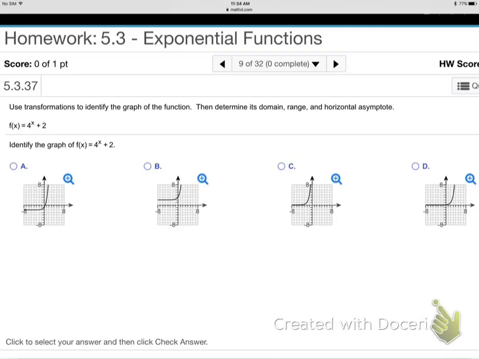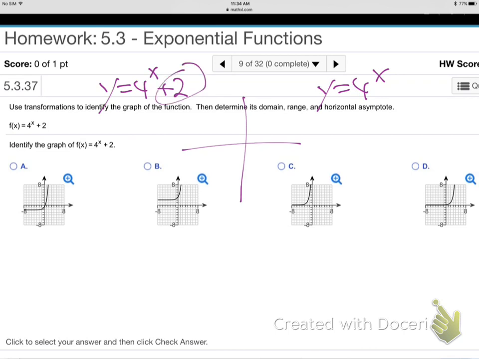Okay, I guess we'll start here. Identify the graph. Y equals 4 to the x plus 2. Here we would use what we generally know about exponentials and what we learned before about moving and shifting. We'll keep using that. So what's the general look of 4 to the x? What is that plus 2 going to do?